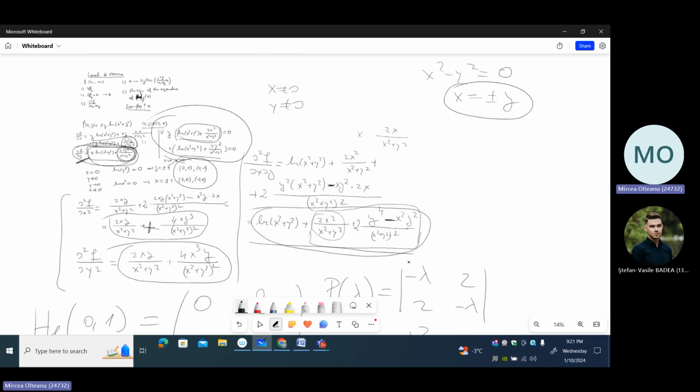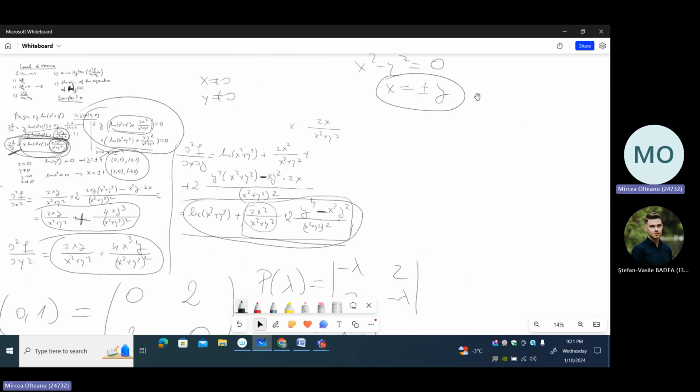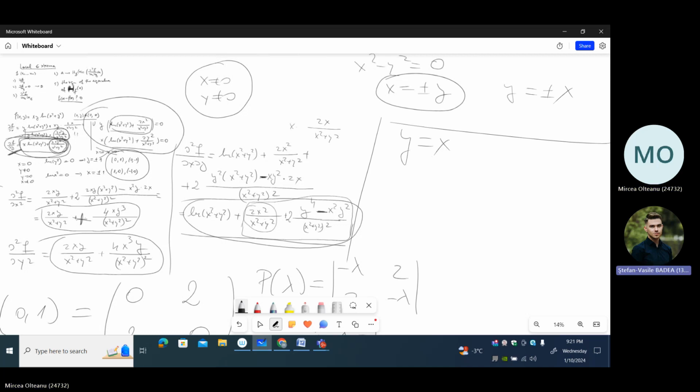So one must check if there are critical points with both x and y different from 0, but in that case, y must be plus and minus x. Let's consider this case. For instance, if y equals x, what happens here? We get logarithm of 2x squared plus 2x squared over 2x squared. X squared over x squared, it's 1, yes? Equals 0.